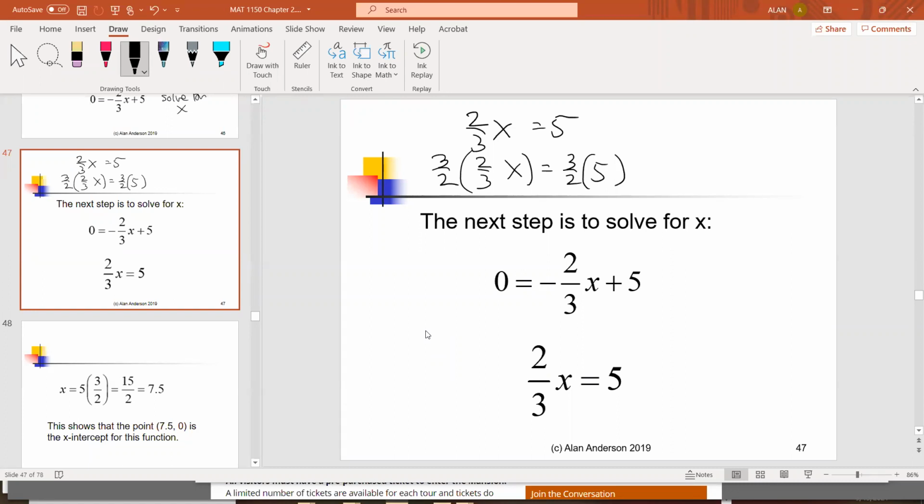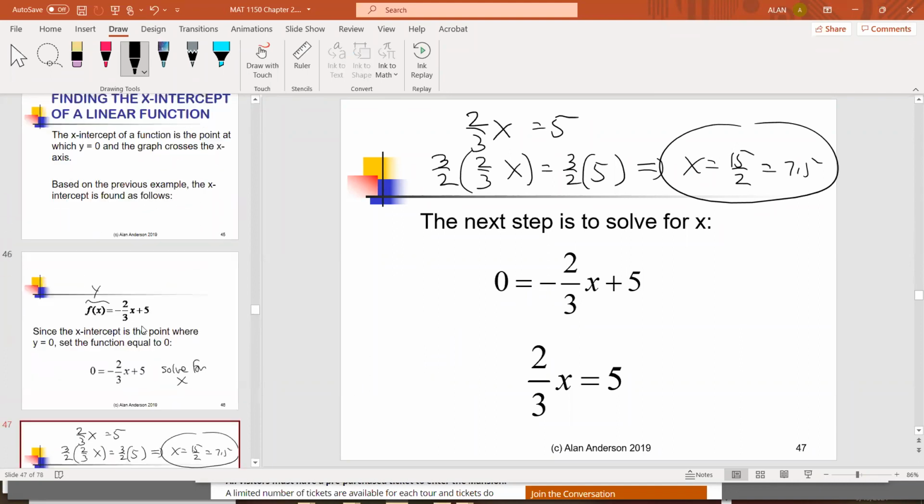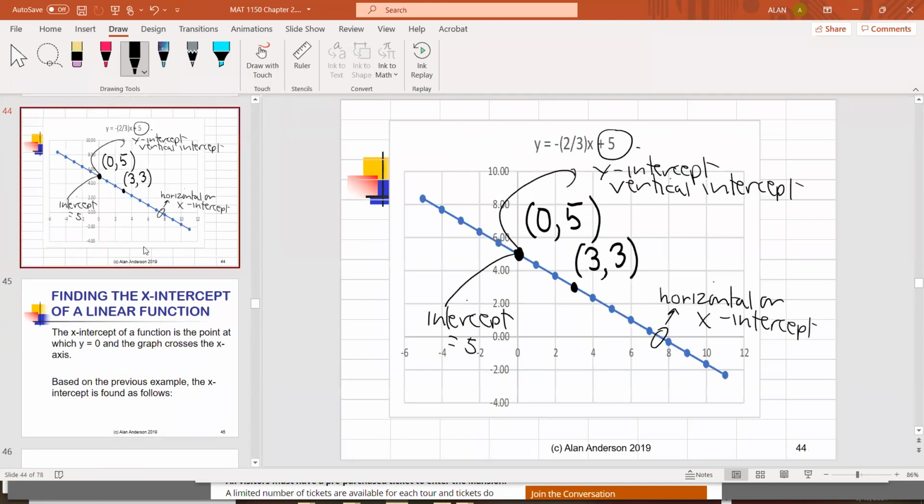Why did I pick 3/2? Because the 3/2 and the 2/3 will give me 6/6, which is just 1. So I've got x equals 15/2 or 7.5. Okay, so in other words, the graph actually is showing us what we need to know, that when y equals 0, x equals 7.5, that is what we mean by the horizontal intercept, 7.5. Okay, so in case you need that information, this is how it's done.